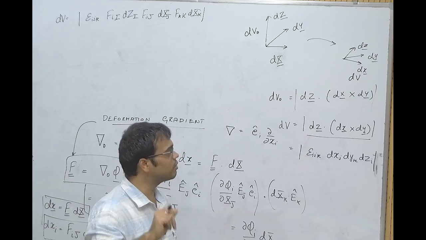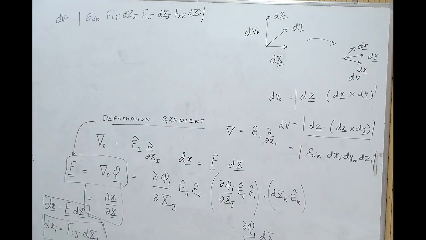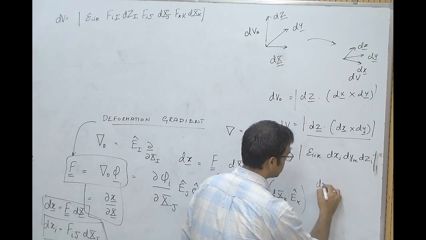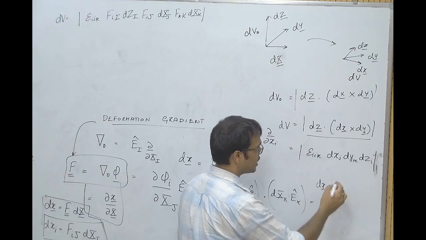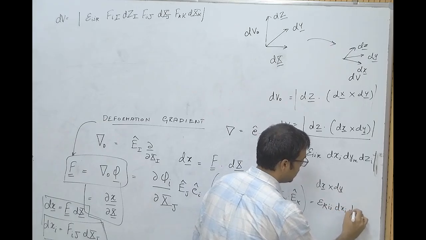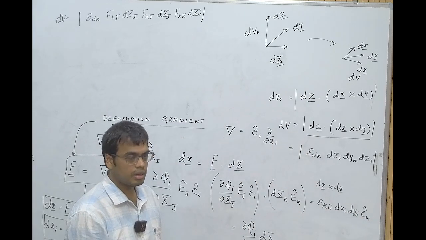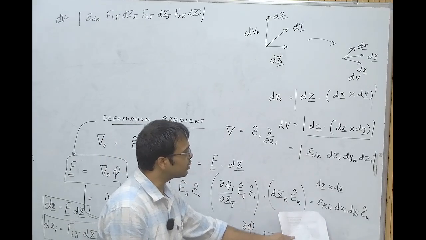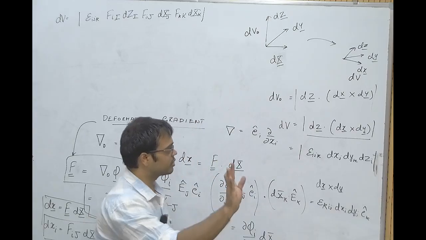So dx cross dy, when you break it using index notation, will be epsilon ijk dxj dyk e hat i. You can write dx cross dy either as epsilon ijk, or let's say you write epsilon kij dxi dyj e hat k. Or you can write it like epsilon ijk dxj dyk e hat i. It doesn't matter, please pay attention here.